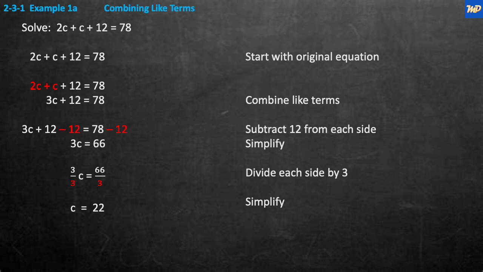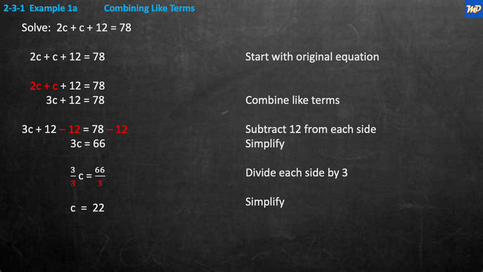Okay, example 1a, combining like terms. It looks like we have a couple examples here. There'll be a couple slides for this. So first, it says solve. Here's the equation: 2c plus c plus 12 equals 78. So as you know, if you've been with me for any length of time, I always say rewrite the original equation. It's very important. It helps you to form a solid concept in your mind of what the equation is and what it's asking you to do. Okay, so we rewrite 2c plus c plus 12 equals 78.